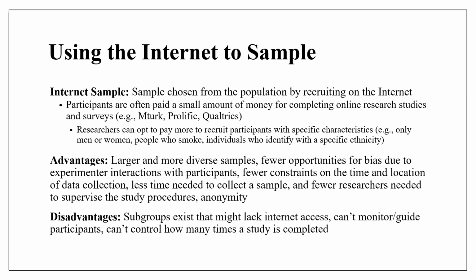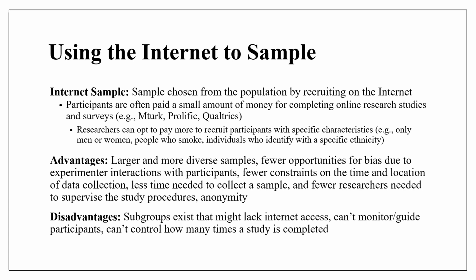Advantages is that, again, you can get larger, more diverse samples. There are fewer opportunities for bias due to the experimenter interaction with participants. So again, typically, all of these studies are done over the internet, so there's not much interaction between us as researchers and the participants. So there are fewer concerns about experimental bias, for instance.